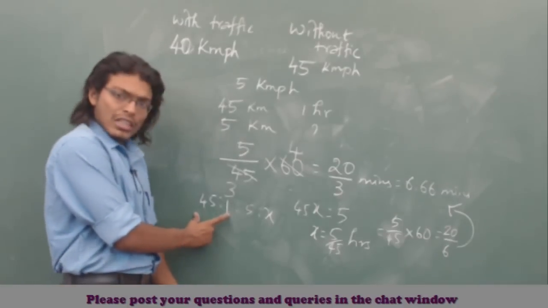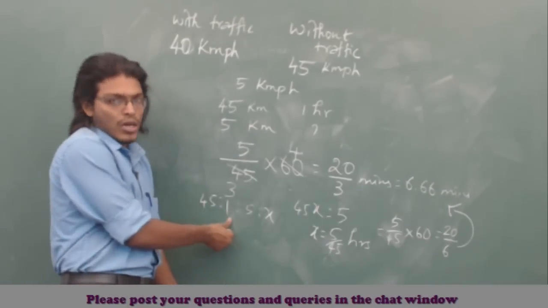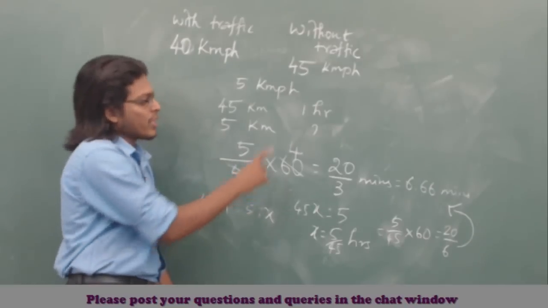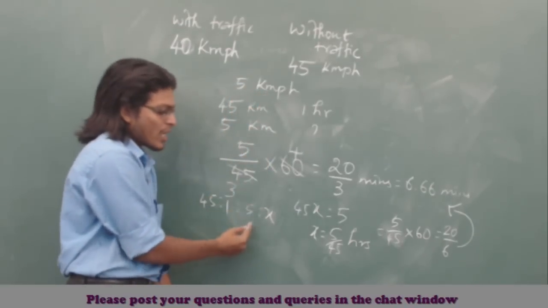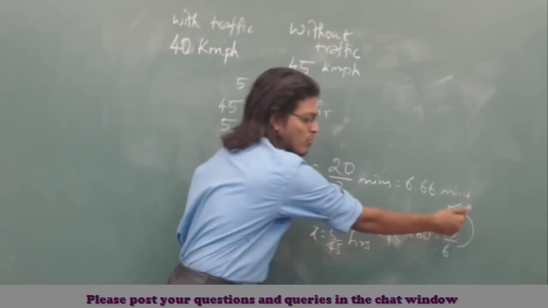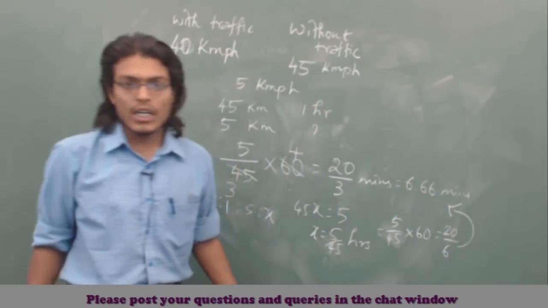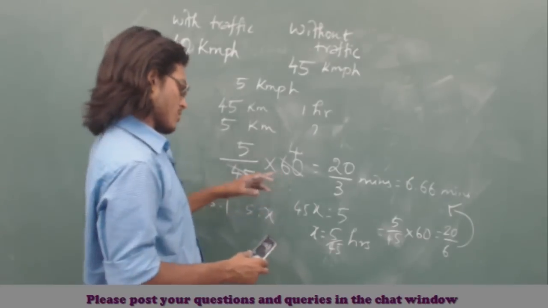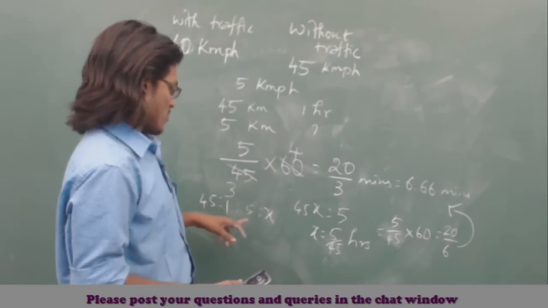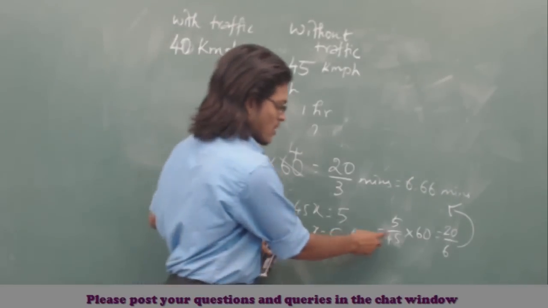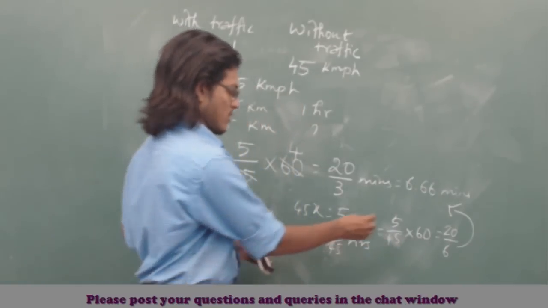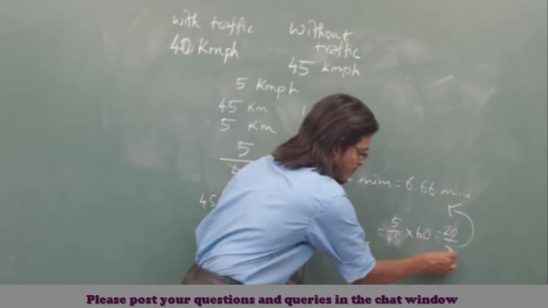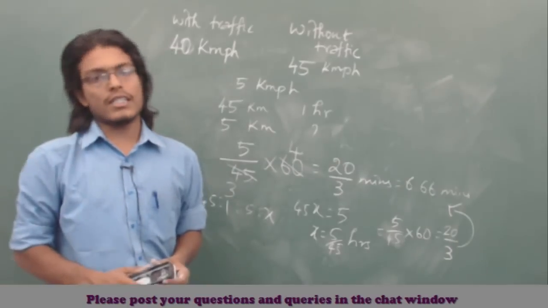Or this one, 45 km is covered in 1 hour. So how much time will it take to cover 5 km, since the speed difference is 5 km per hour? If you calculate the time, it again comes to 20 by 3, that is 6.66. Just a minute, 20 divided by 3 it is. The same 20 divided by 3 will come. The answer is the same, 6.66.